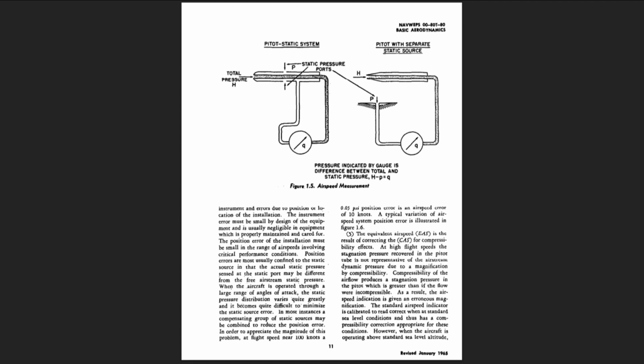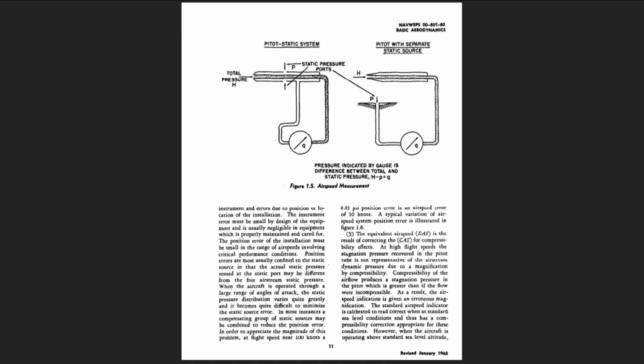2. The calibrated airspeed, CAS, is the result of correcting IAS for errors of the instrument and errors due to position or location of the installation. The instrument error must be small by design of the equipment and is usually negligible in equipment which is properly maintained and cared for. The position error of the installation must be small in the range of airspeeds involving critical performance conditions. Position errors are most usually confined to the static source, in that the actual static pressure sensed at the static port may be different from the free airstream static pressure.